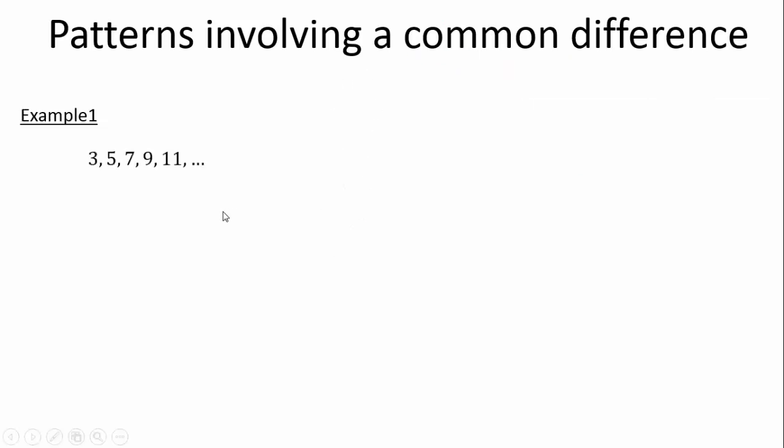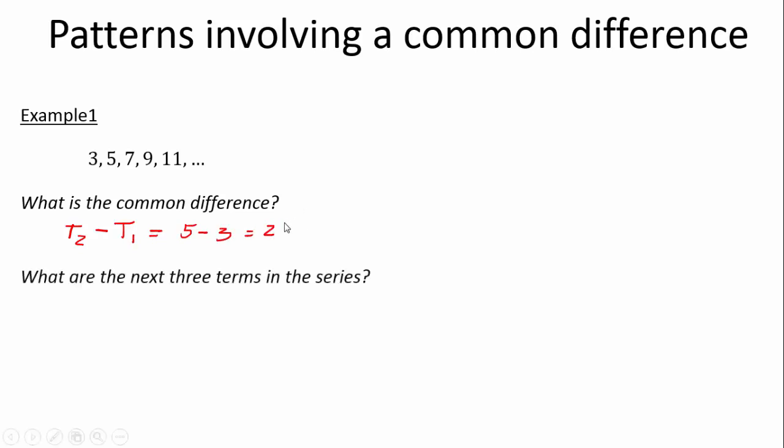Okay, let's have a look at example: 3, 5, 7, 9, 11. What is the common difference? Common difference is T2 minus T1. You must write this. And that is equal to 5 minus 3, and that is equal to 2. Cool. 2 is your answer. What are the next 3 terms in the series? If we're adding 2 every time, 11 plus 2 is 13, plus 2 is 15, plus 2 is 17.